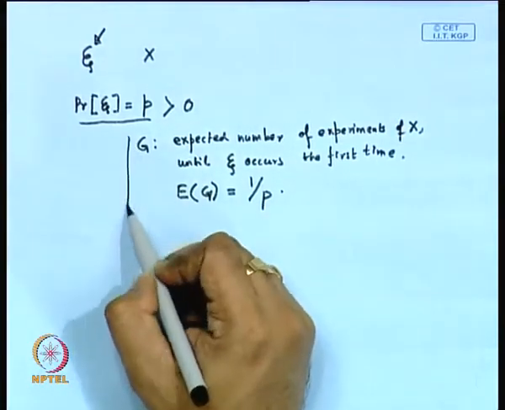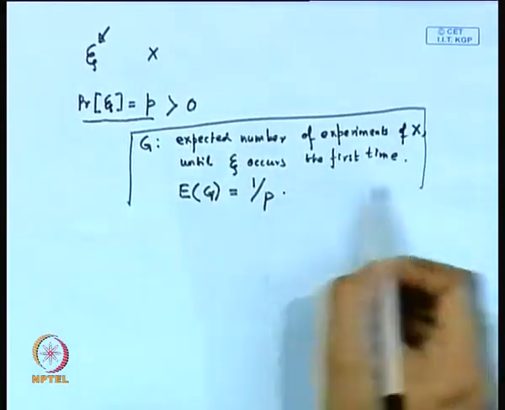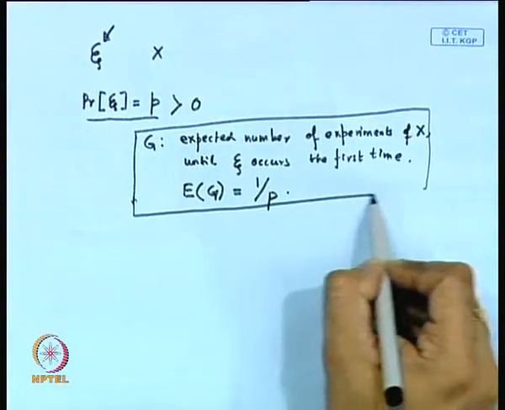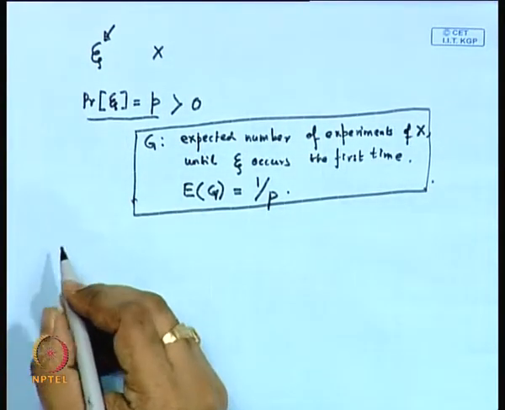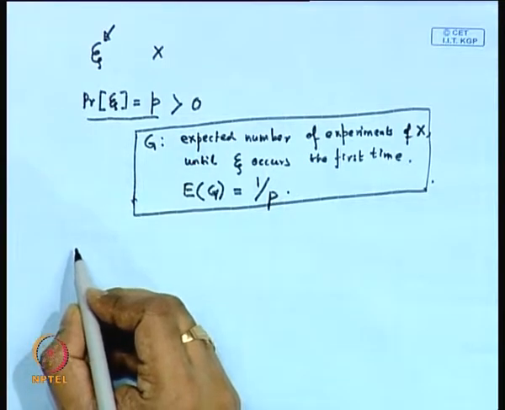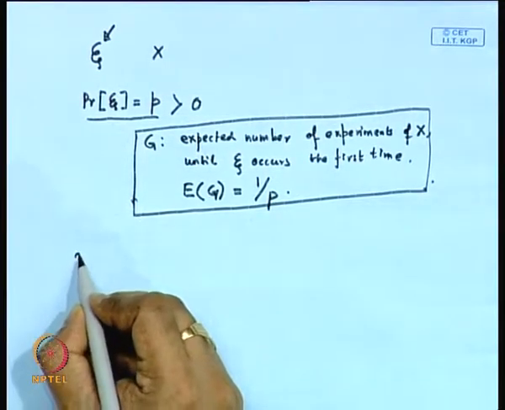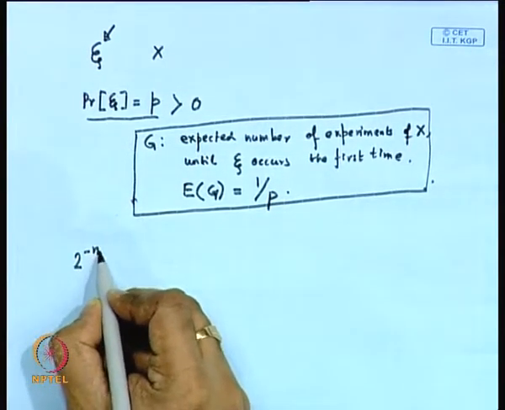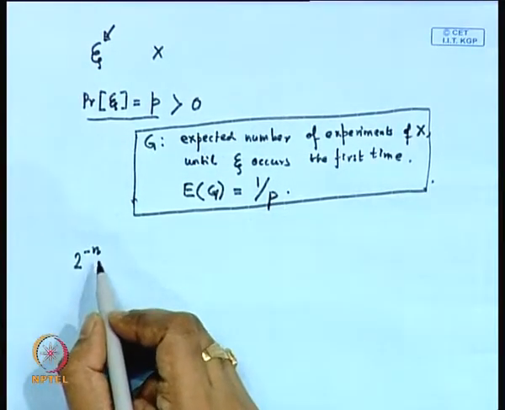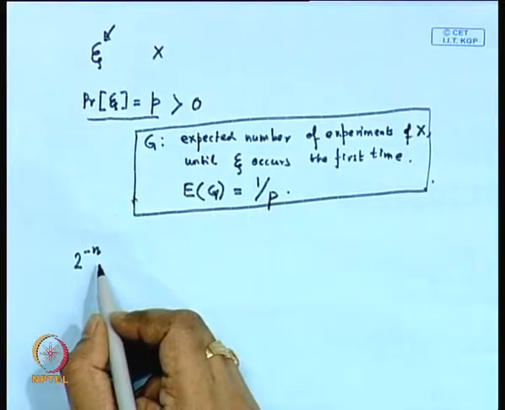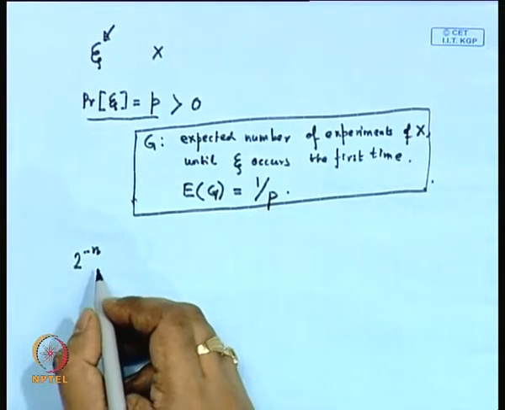Now what is the impact of this result? Suppose you develop an attack and you say that the probability that this attack works is, say, 2 to the power of minus n. That means you can find the particular key with probability 2 to the power of minus n.